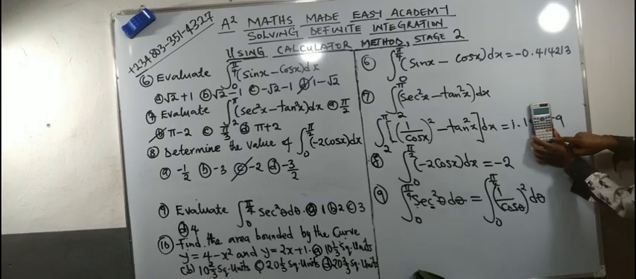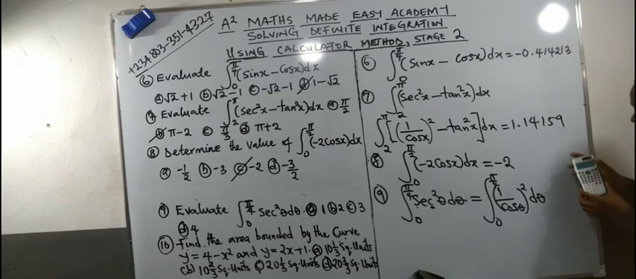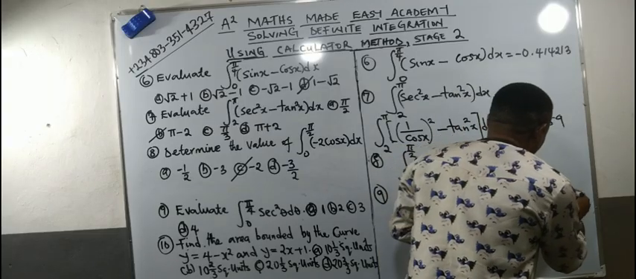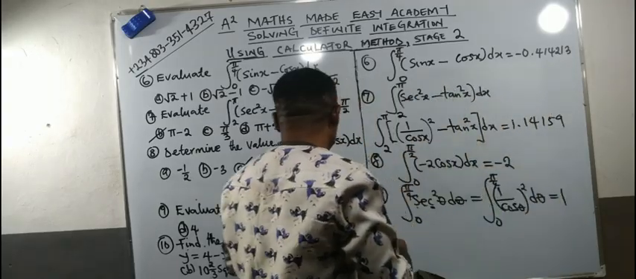Then finally punch equal to. Let's expect the answer. Wow, the answer is what? 1. So permit me to write it. Now here, I will now say equal to what? 1. Can we go to the option and celebrate it?